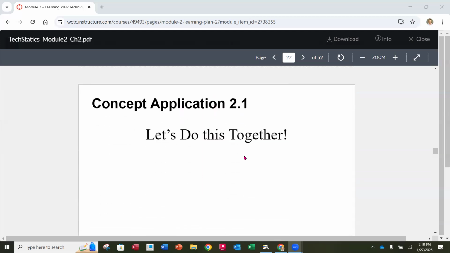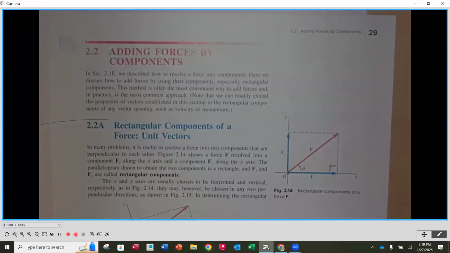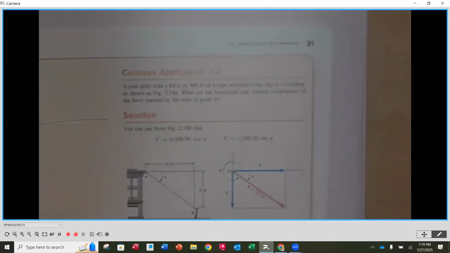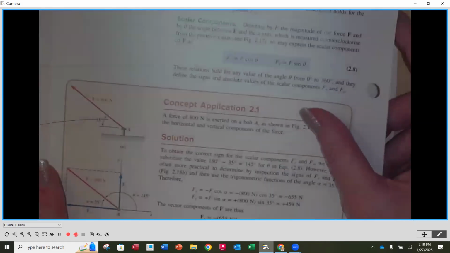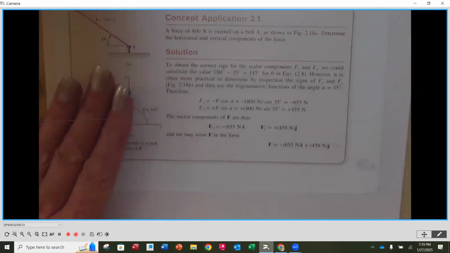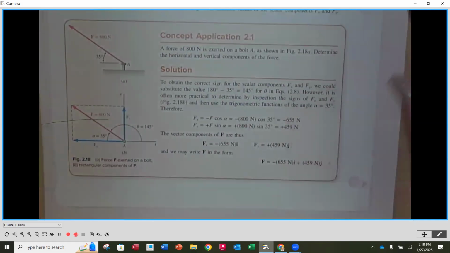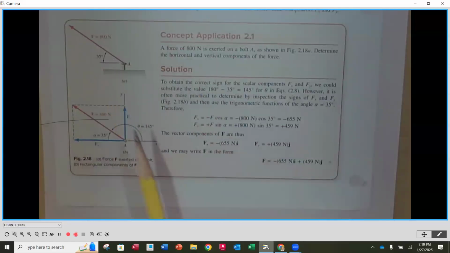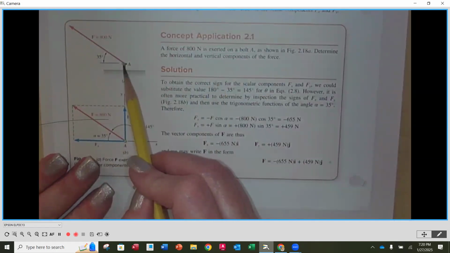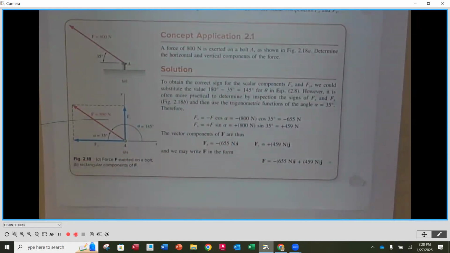All right, so let's look at concept application 2.1. We're going to do this one together. So I'm going to go underneath and you are going to find concept application 2.1. When it's not a textbook, I have my loose leaf papers in there in all different directions. Now this is going to be found on page 30 if you're following along in the e-textbook. But the concept application here, we have a force that's going up and to the left. It's force F, and it's 800 newtons exerted on a bolt. Determine the horizontal and vertical components.